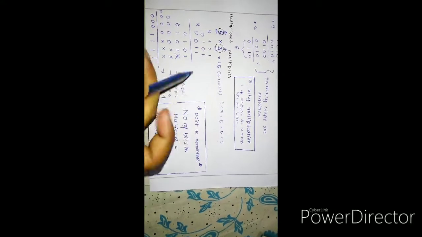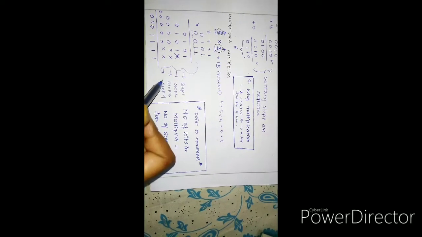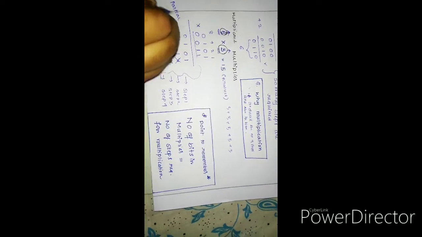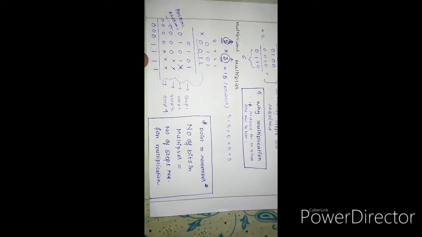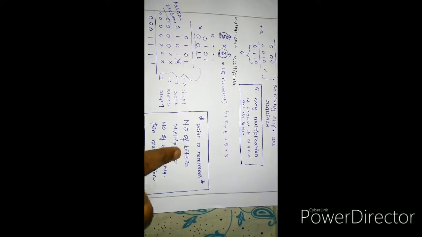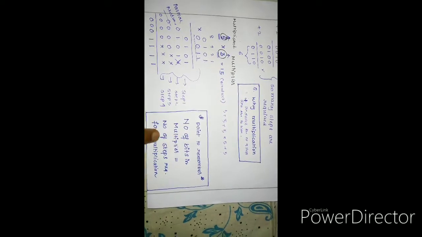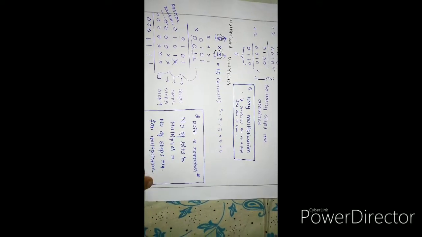After that, we just add all these 4 combinations. The number of bits present in the multiplier equals the number of steps required to perform the multiplication. These are called partial products. Please remember this one, it's very important. I think you will understand the importance of these terms later. The point to remember is that the number of bits in the multiplier equals the number of steps required for multiplication.